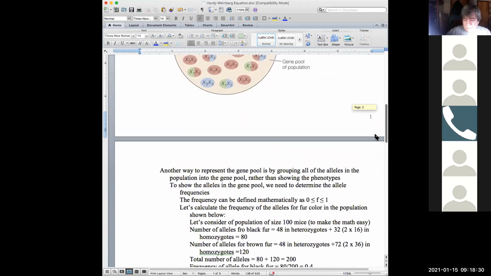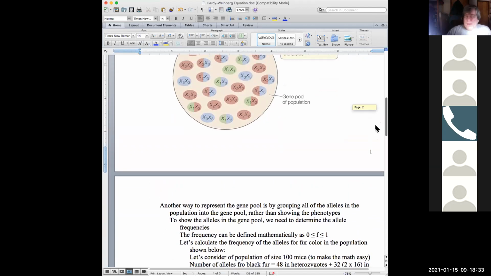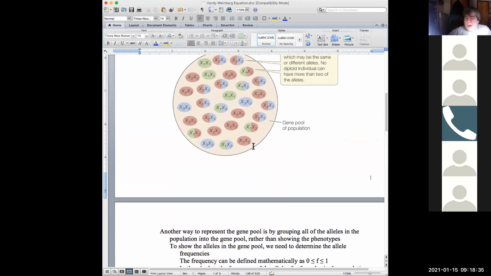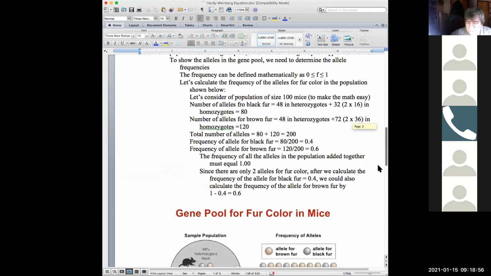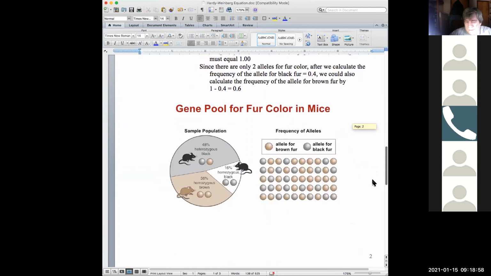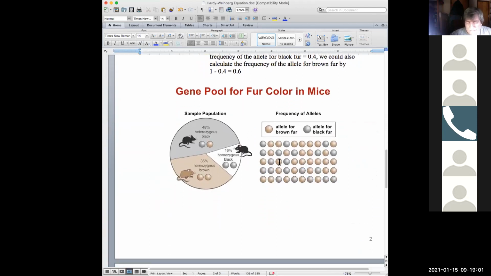Now, when we think about the gene pool, usually we don't show each individual, for reasons that we'll discuss later. Usually what we want to think about is the individual alleles. So we want to think about all the X1s and all the X2s in this population and all the X3s. We don't really care about the complete genotype that they're in. And we'll go back to the text material above this in a moment.